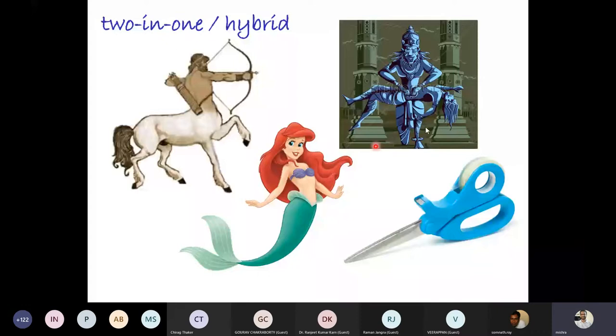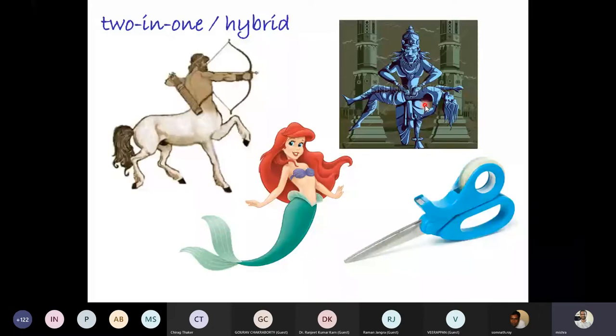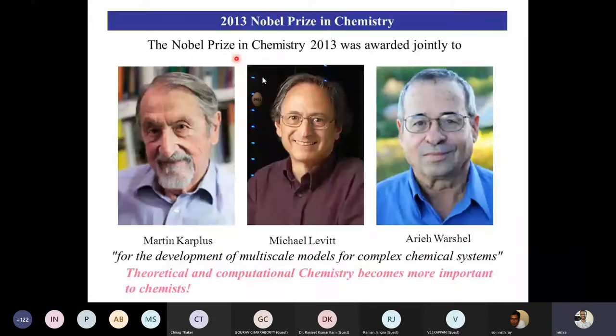Now, coming back to chemistry, the solution to this problem, that when we have two different requirements but we want a single answer, in chemistry that idea is a Nobel Prize winning idea. In 2013, the Nobel Prize in Chemistry went to Martin Karplus, Michael Levitt, and Arieh Warshel for the development of multiscale models for complex chemical systems. In this multiscale approach, one scale is classical mechanics, the other scale is quantum mechanics. What is their idea? Let us look at it.